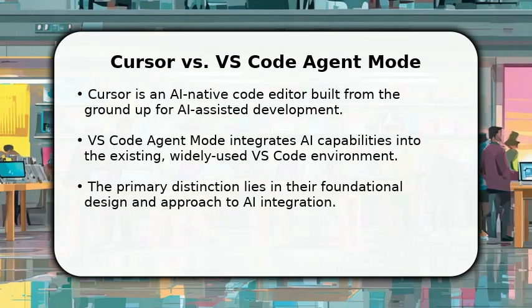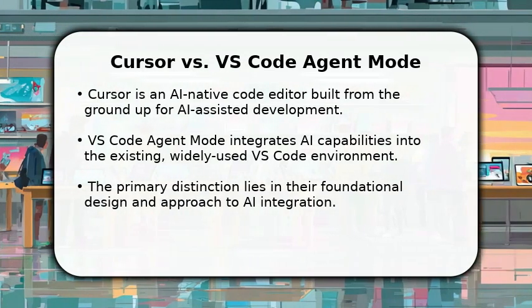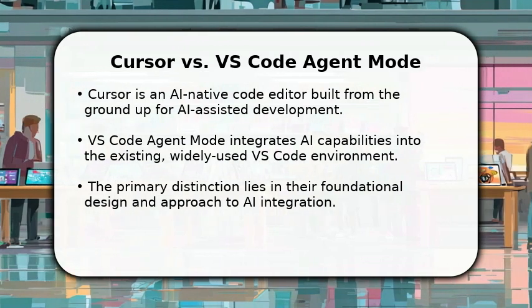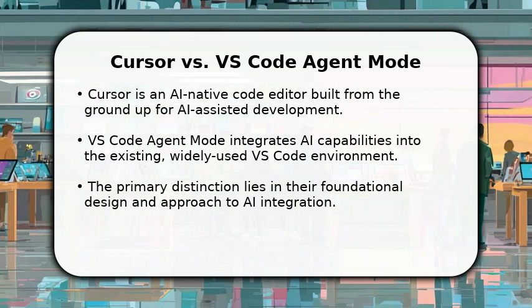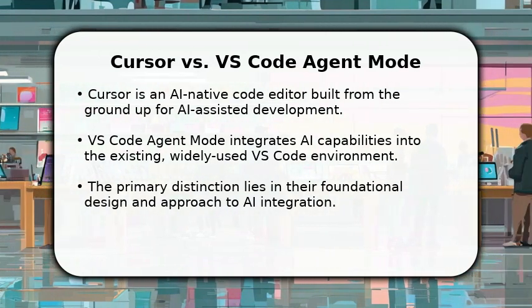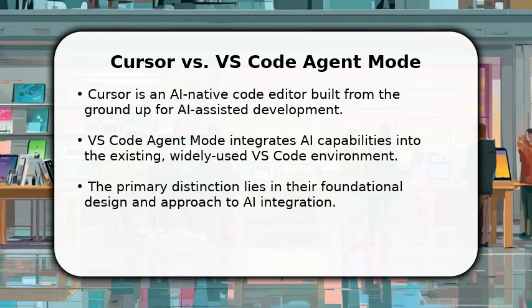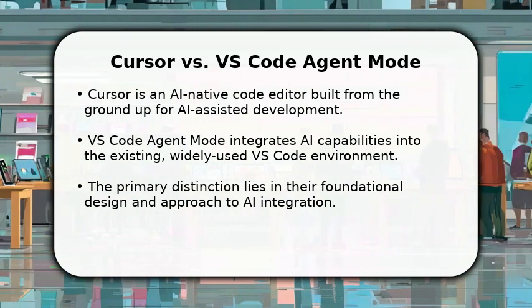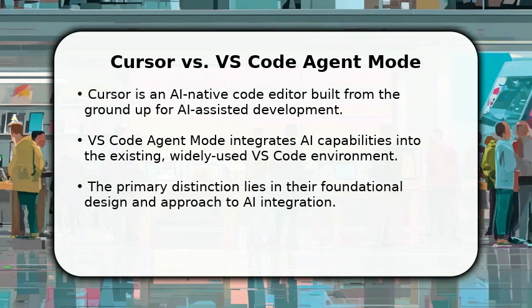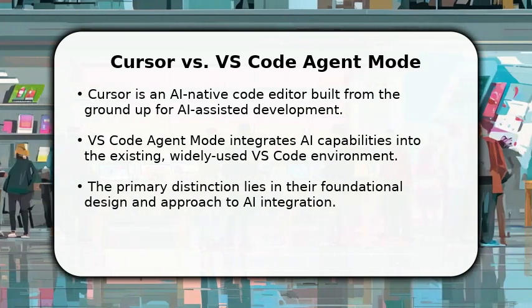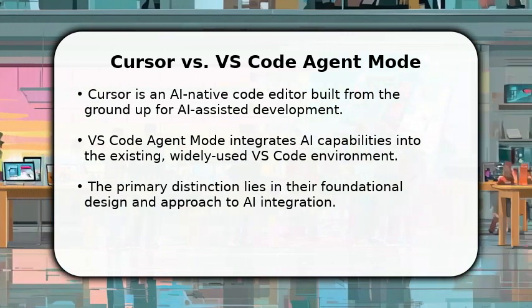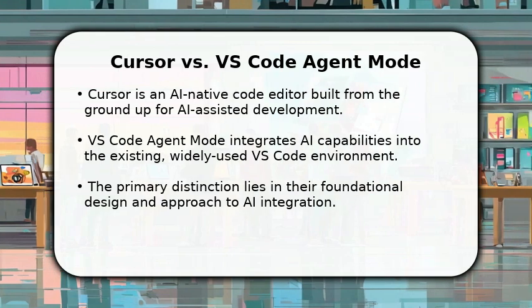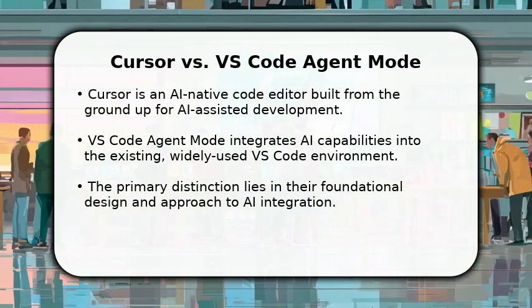Enjoy the video. In this video, I will compare Cursor versus VSCode Agent Mode. Cursor is an AI-native code editor built from the ground up for artificial intelligence assistance. In contrast, VSCode Agent Mode integrates AI capabilities into the widely used Visual Studio Code environment. The primary distinction lies in their foundational design and approach to AI integration, offering developers different pathways to enhanced productivity. We will explore these differences in detail.